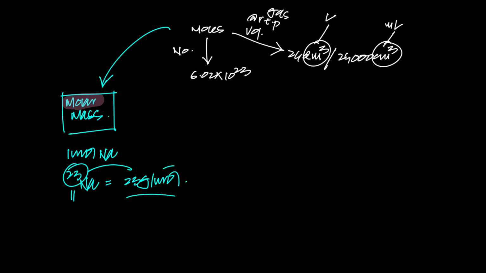What does this mean? This means when you have 1 mole of sodium, which effectively is 6.02 into 10 to the power 23 atoms of sodium, and you put it on a top pan balance, it practically weighs 23 grams. How do we know that? We do that practically, and it's given in your periodic table.